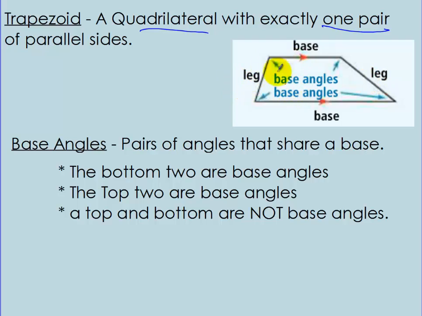And then we have bases, which are the two parallel sides, and then we have something called base angles. And there's actually two pairs of base angles. So they're the angles that share the same base. So they're not all base angles together. We just got a pair down here and then a pair up here. So the bottom two are base, top two are base, but a top and bottom is not a base angle together.